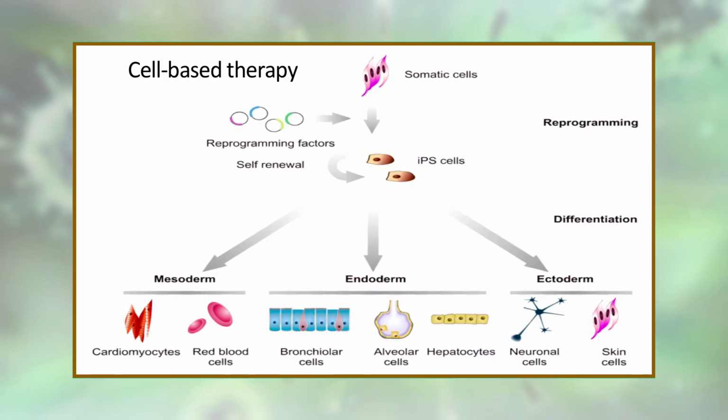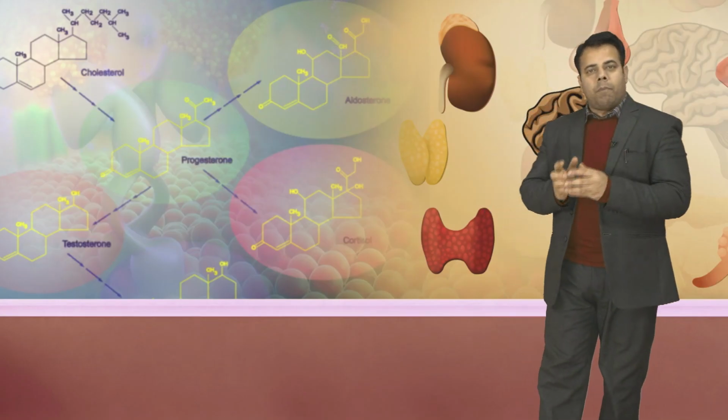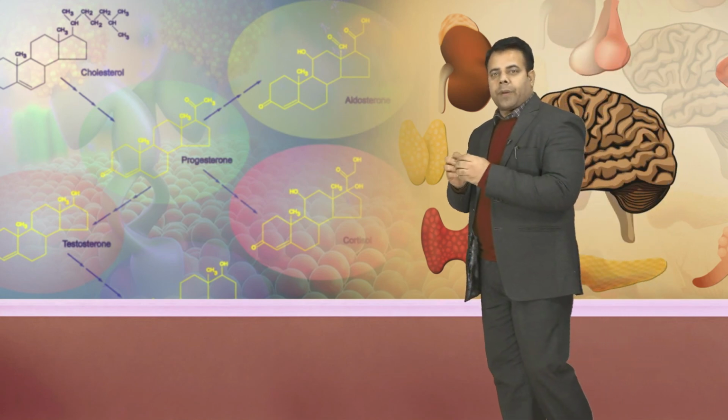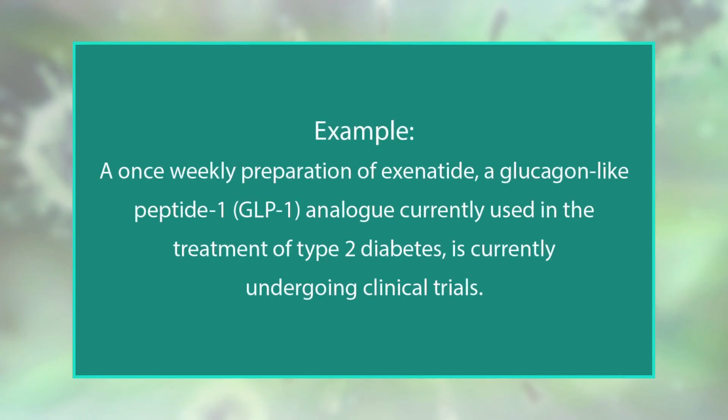Dear students, cell-based therapies using the reprogramming of human cells to perform differentiated functions, either through differentiation of induced pluripotent stem cells or directed differentiation of one somatic cell type into another, are under active investigation. Novel technologies offer promise of marked prolongation in the half-life of peptide hormones, thereby requiring infrequent administration. For example, once weekly preparation of exenatide, a glucagon-like peptide 1 analog currently used in the treatment of type 2 diabetes, is currently undergoing clinical trials.